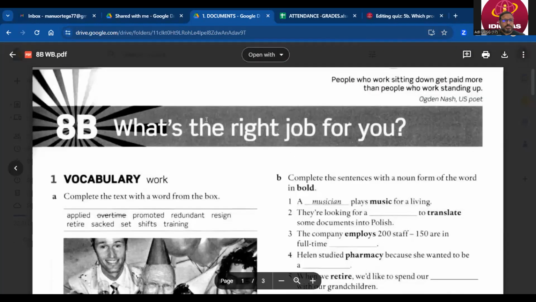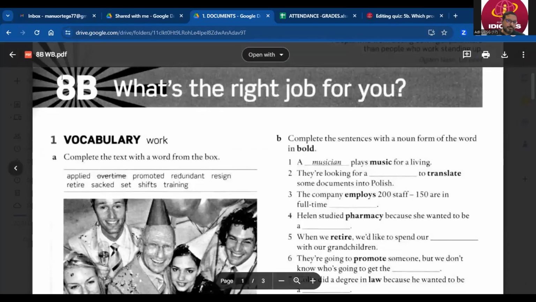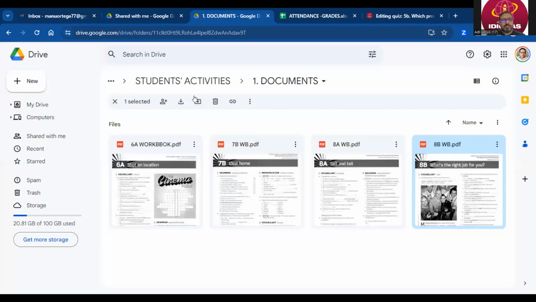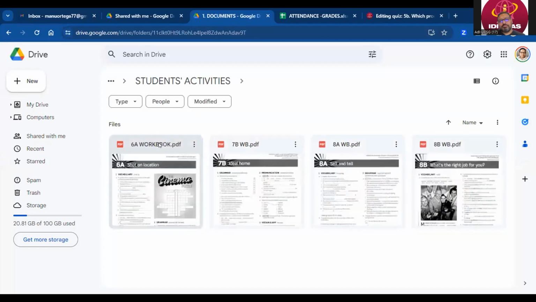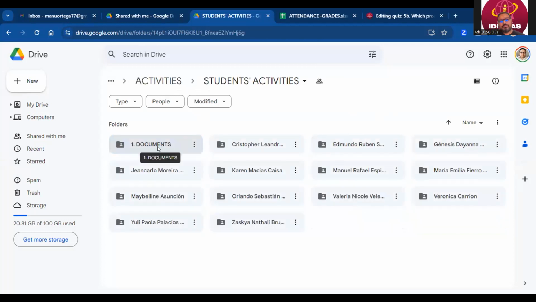So let's start working on this one, 8BWB. Where do you find it? You find it here in documents, the first folder that you have next to yours. In here, you take it and then you work on it. These are the ones, by the way, that we have worked, right? Some of them that you got on activities. But for today, for the moment, we start on this one, 8BWB, workbook 8B. You find it here, folder 1, documents. There you're going to find the file and we can start working on it, okay?